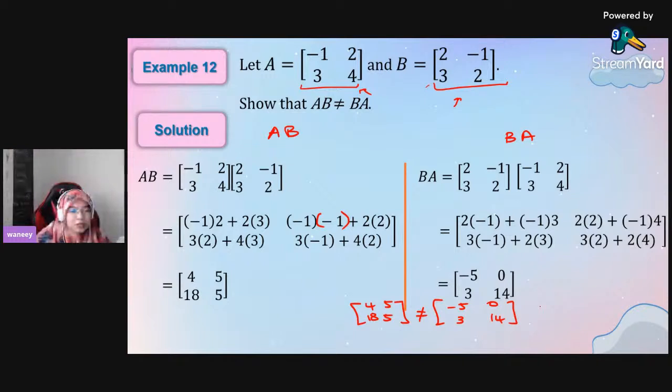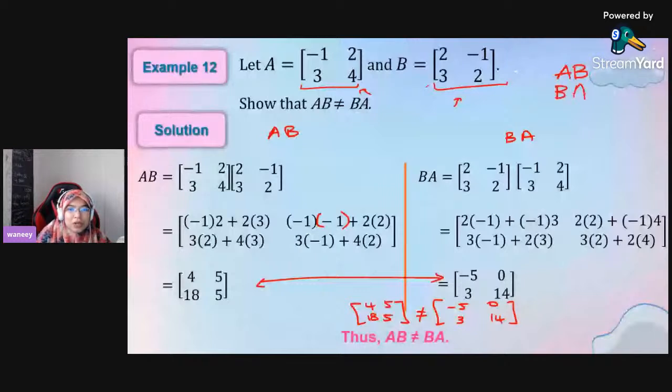Okay, so what this means is that if you have A times B, you cannot simply change the position of the matrix. So kalau kata A duduk dekat depan, B duduk kat belakang, you cannot change the position to become B times A. Because if you change the position, then you are going to get a different matrix. So they are not equal. So pastikan kalau kita nak buat pengiraan untuk matrices, you should keep in mind, is it A times B or B times A? Be extra careful with that.